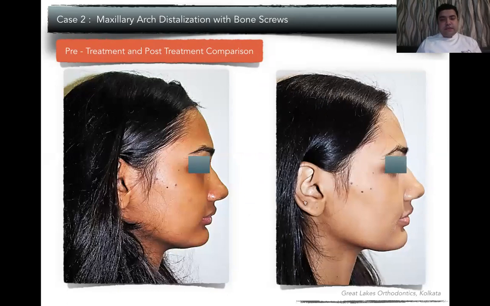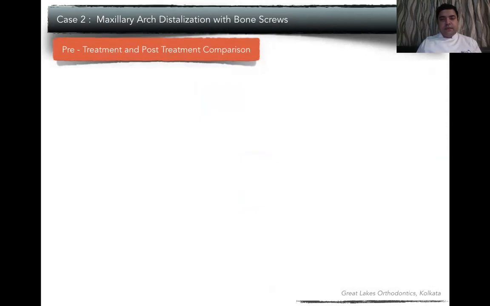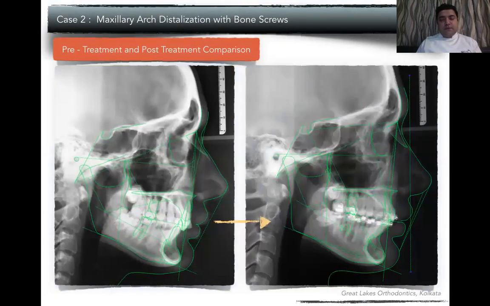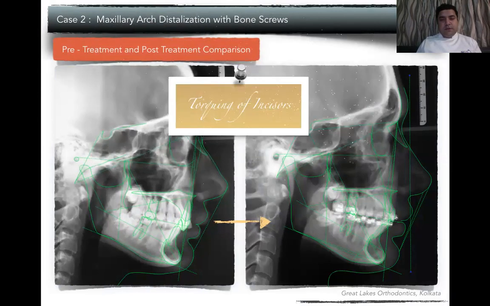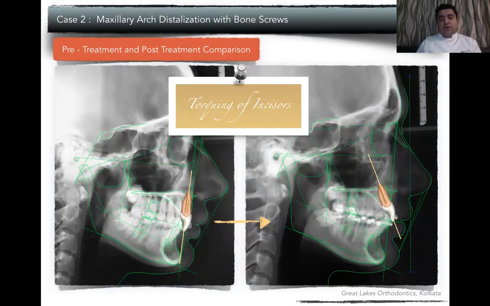We see that initially she started with a deep mentolabial sulcus and a severe horizontal growth pattern, but it's greatly improved post-treatment. So the convexity of the profile is reduced at the end of the day. What we achieved from the cephalometric perspective is very important, because this is a case of 100% deep bite and a class 2 division 2, where the upper incisors were purely retroclined. So we needed a lot of torquing of the incisors. So what did we get? We got good inclination of the upper and the lower incisors at the end of the day. The lowers were slightly proclined, but it's definitely acceptable in a class 2 camouflage case.